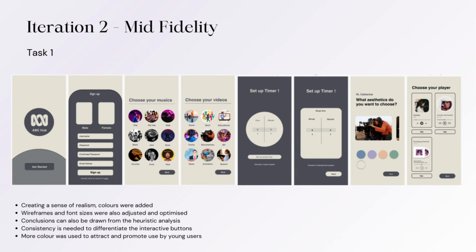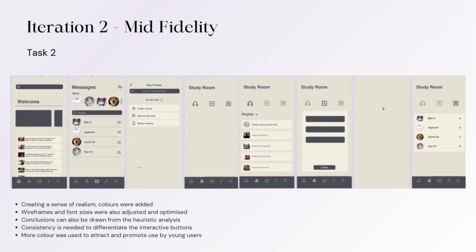Color was added to the mid-fidelity prototype in order to begin to create a sense of realism, and the wireframes and font size were adjusted and optimized. From the heuristic analysis, it can also be concluded that more consistency and criteria are needed to differentiate between interactive buttons and non-interactive features, and that more colors could be used to attract and promote use by teenage users.